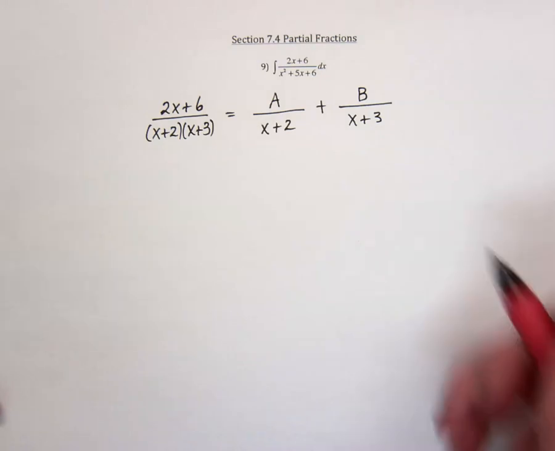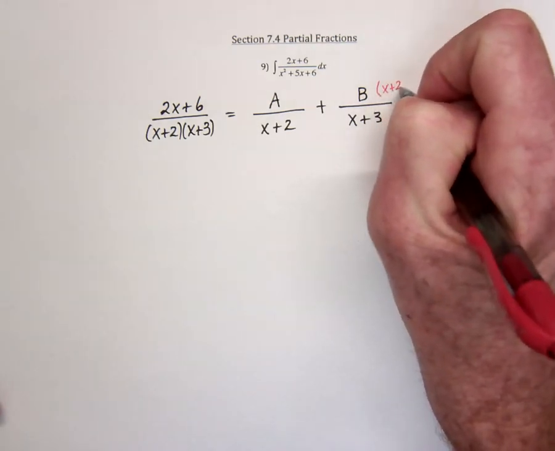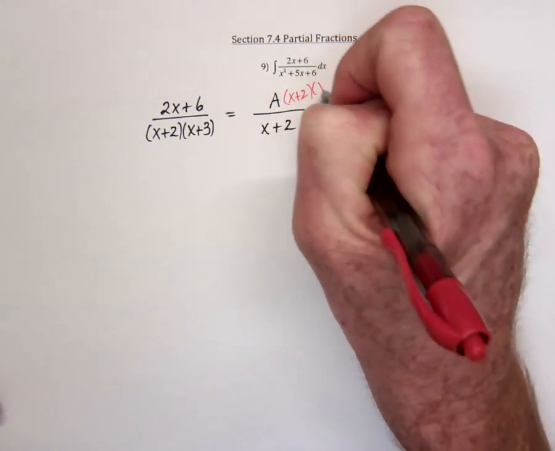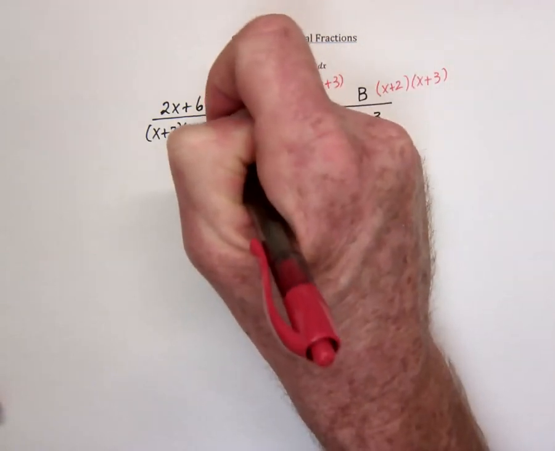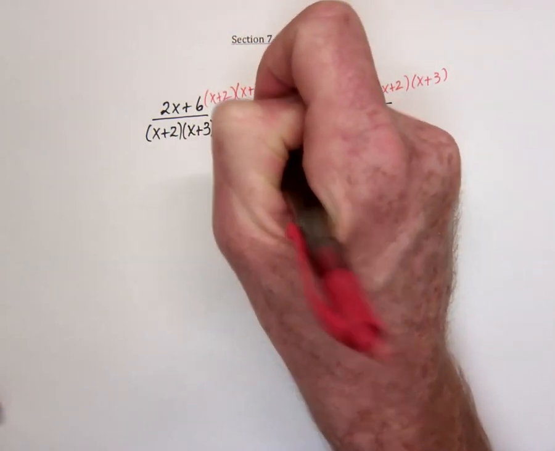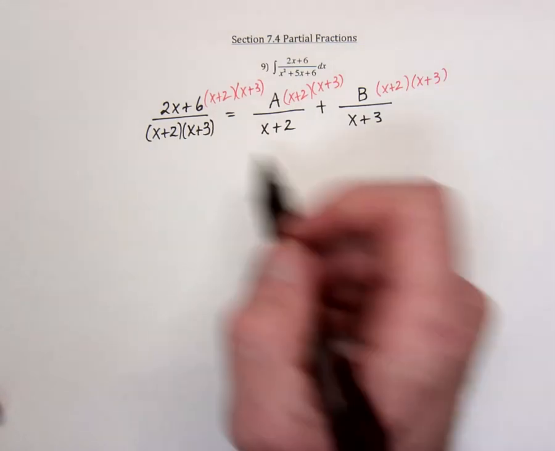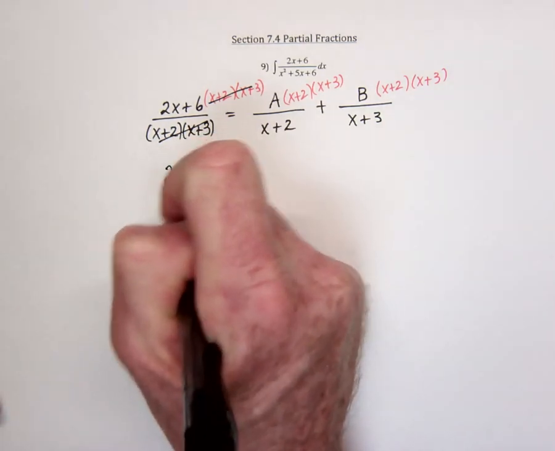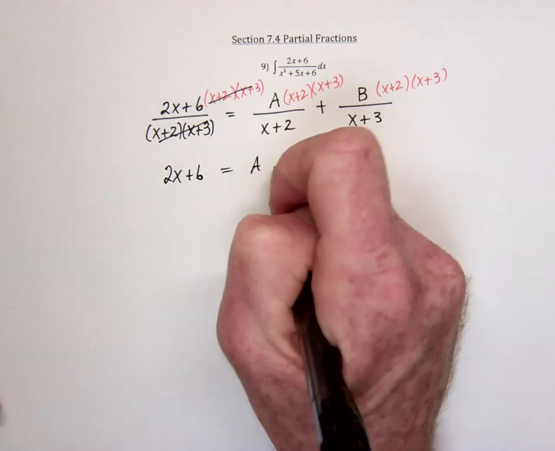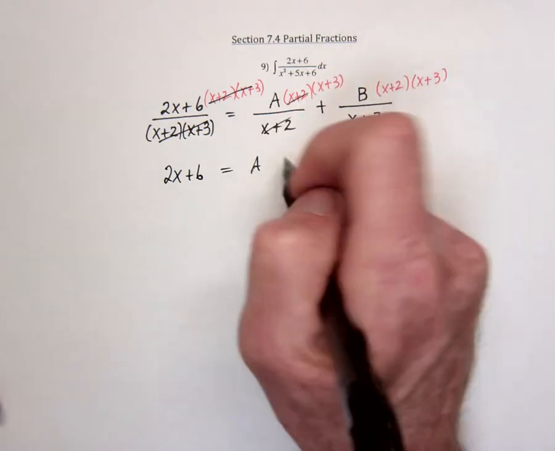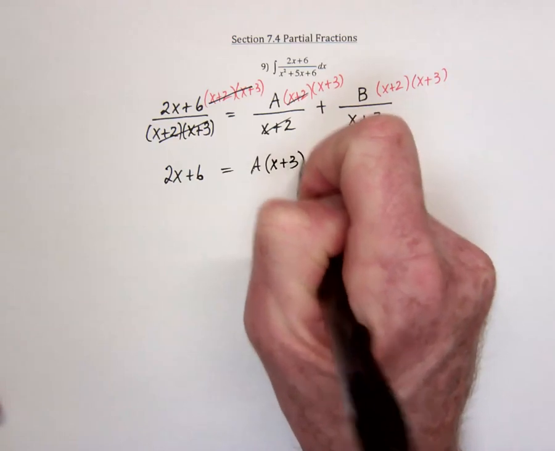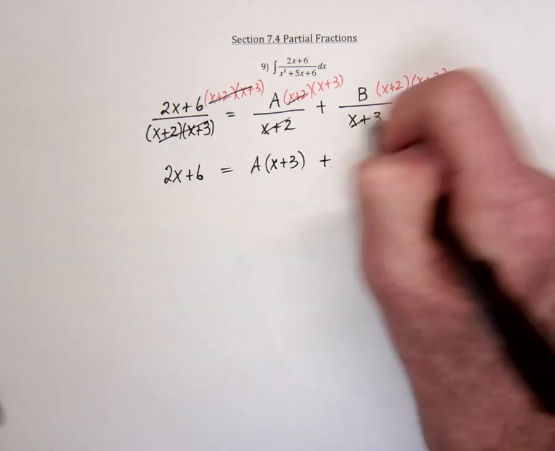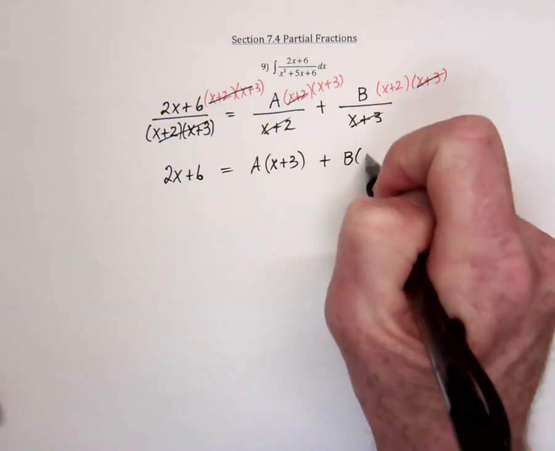Now, clear the fractions. Multiply everything by x plus 2 times x plus 3. On this side, everything is going to cancel except for the 2x plus 6. Then we would have a times x plus 3, these cancel. You don't need to multiply that out, you can just leave it factored like that. Over here we would have b times x plus 2, these cancel.